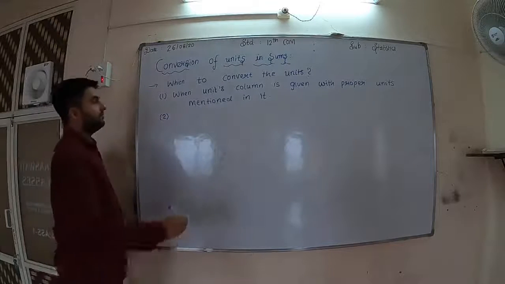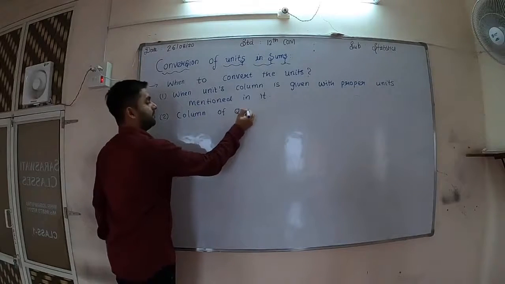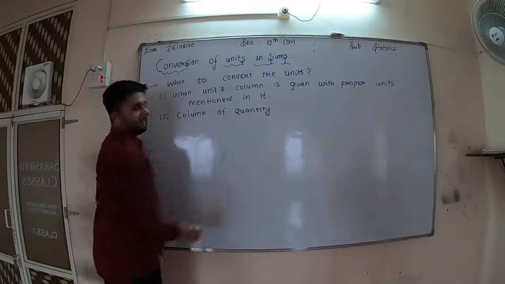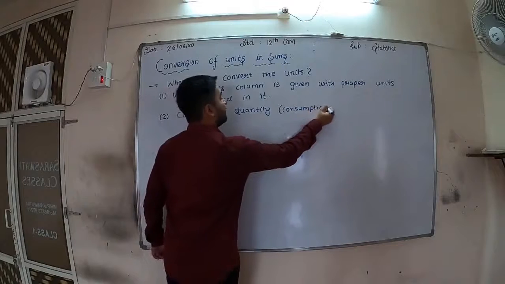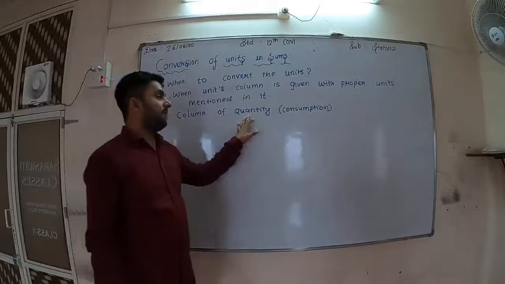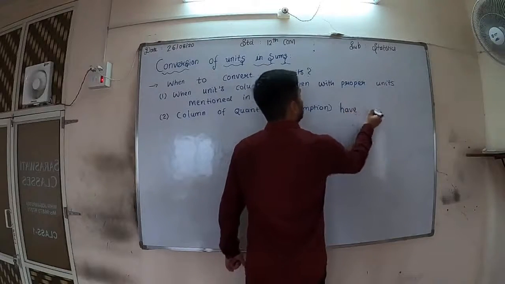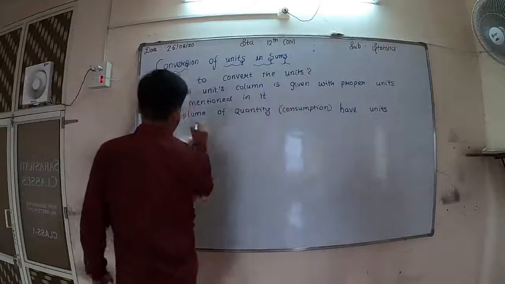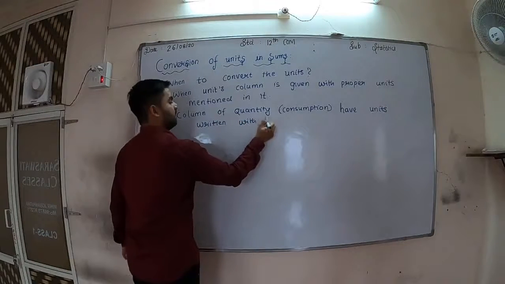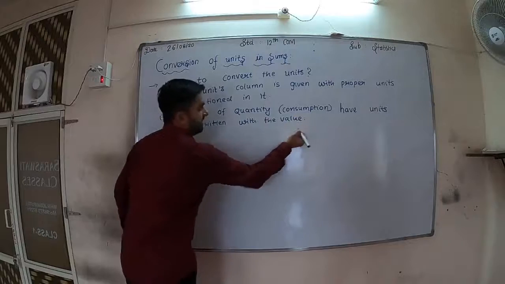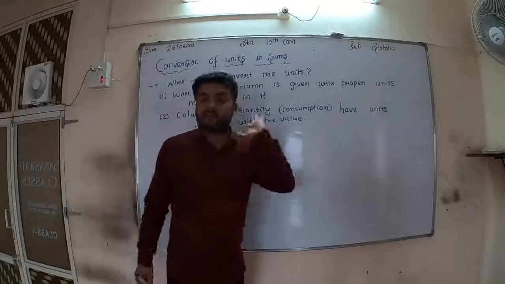Number 2, column of quantity. Other name of quantity is consumption, so don't get confused. The column of quantity, that is consumption, has units written with the value. These are the two basic conditions for conversion.